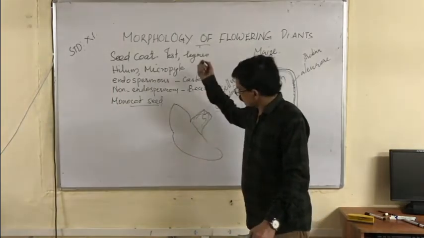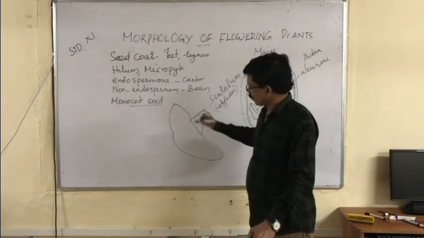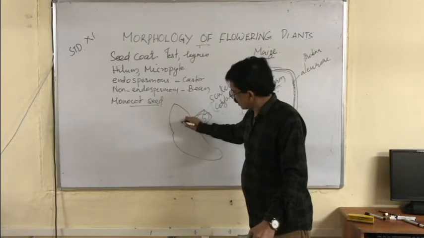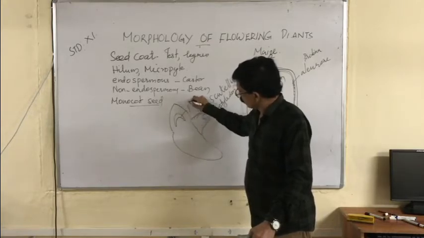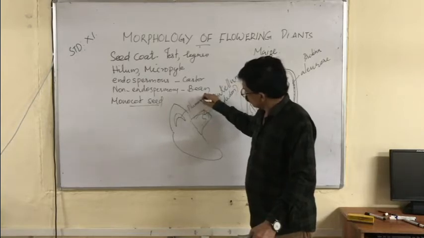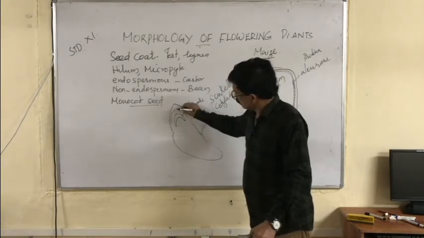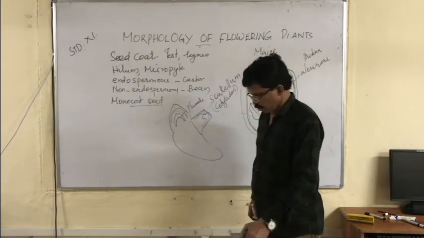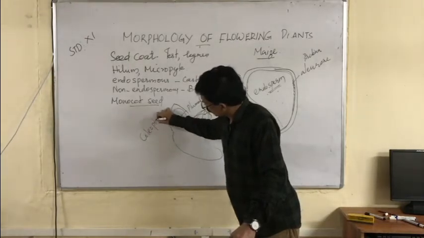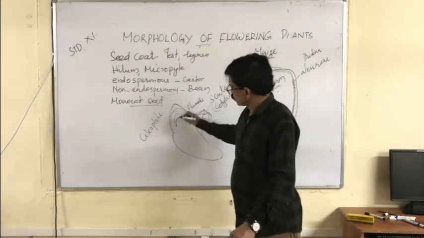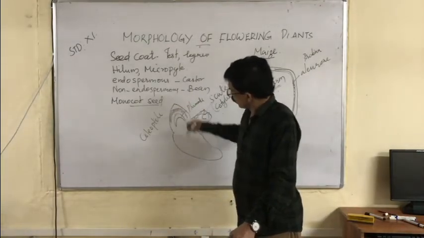The embryo has a radicle and a plumule. The upper region is called the plumule. Plumule is covered by a sheath called the coleoptile. So coleoptile is the sheath covering the plumule.